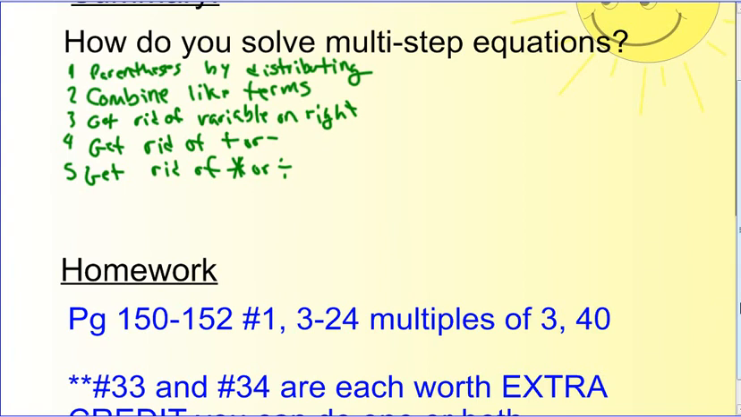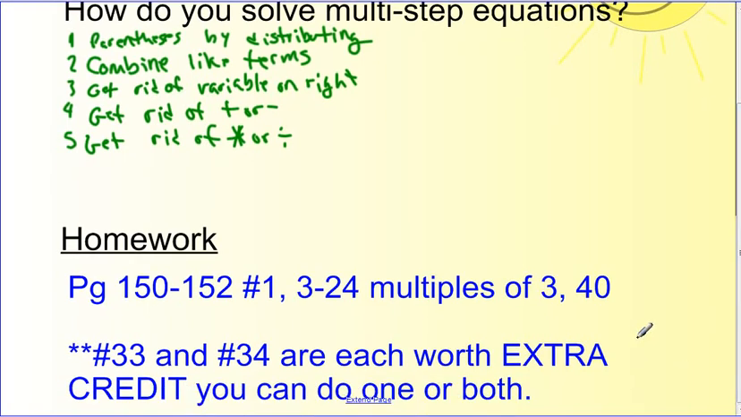And there is your homework. It comes from pages 150 and 152. Number 1 and 3 through 24 multiples of 3. For those who don't know the multiples of 3, that's 3, 6, 9, 12, 15, 18, 21, 24. So that's 10 questions for homework. And if you do 33 and 34, both of them are worth extra credit. You can do one, you can do both of them. It's up to you.